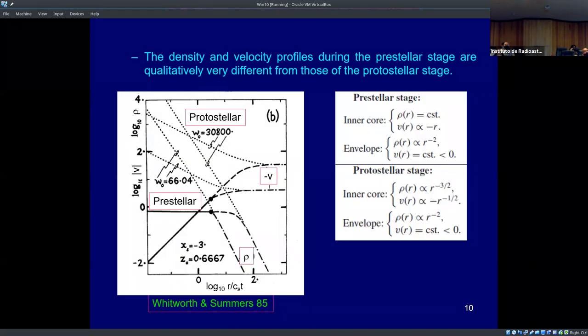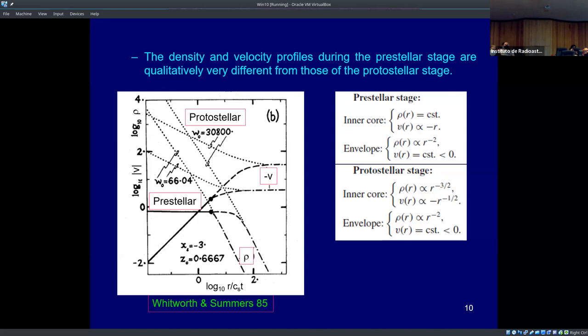More complete solutions were obtained by Whitworth and Summers in 1985. And they basically exhausted the range of possible types of initial conditions that you could have. And what is very important is that the density and velocity profiles during the prestellar stage are qualitatively very different from those of the protostellar stage.